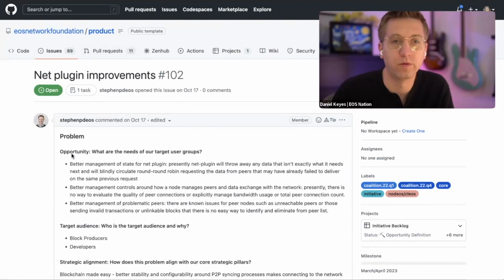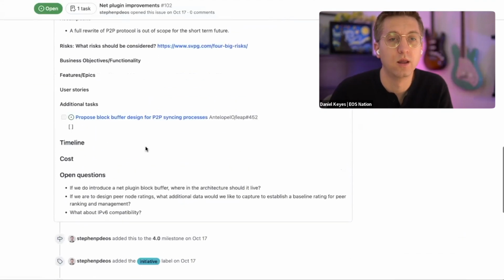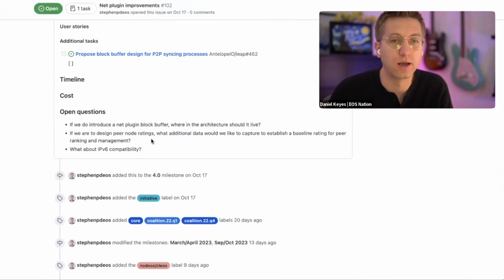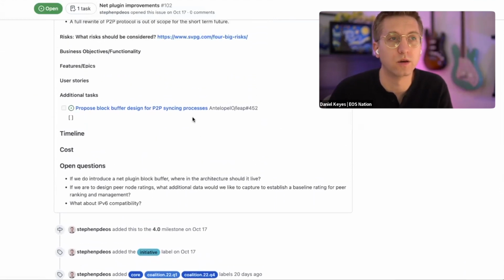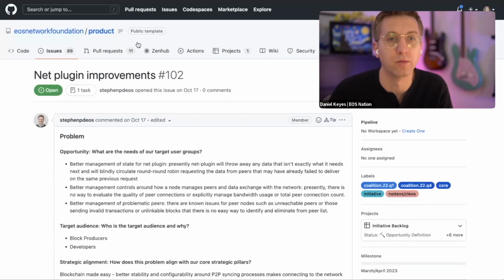So this was the problem we were discussing yesterday. Lots of great ideas came out of the call last week, some potential new features for the backlog. Stephen and Brian will be updating this issue accordingly with the outcome of that call from last week.